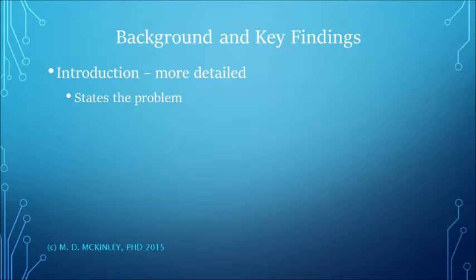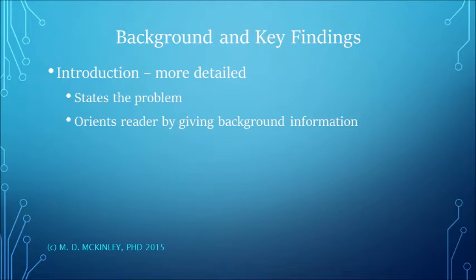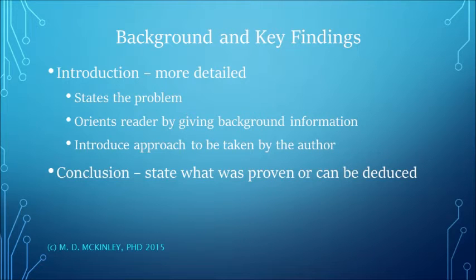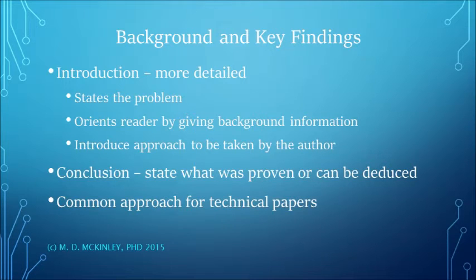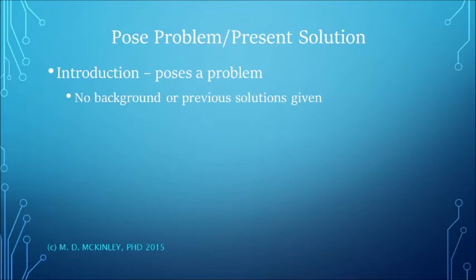The second type of introduction is more detailed. It states the problem first. Then it provides background information to orient the reader. Finally, it introduces the approach taken by the author to solve the problem. Once the author is through presenting the case in the main body, he concludes by stating what was proved in, or what could be deduced from, the body of the argument. This is a common approach for papers presented at technical conferences or published in technical journals.